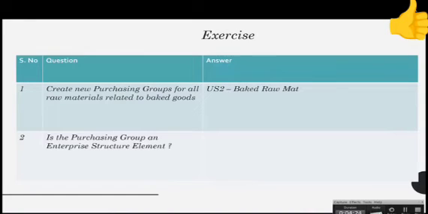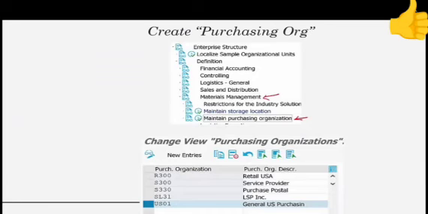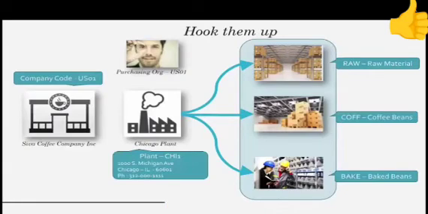So second question, is the purchasing group an enterprise structure element? No, it's not. Why? Because you don't really create it under enterprise structure in SPRO. It's created down under material management purchasing. So we have created US01 as a purchase org.